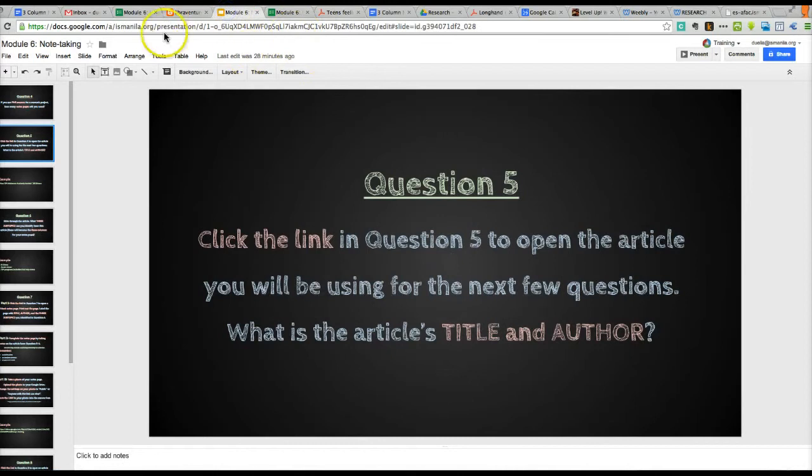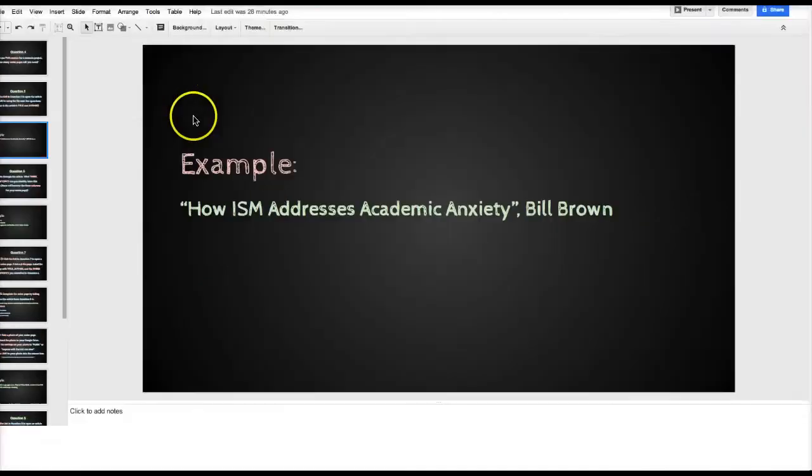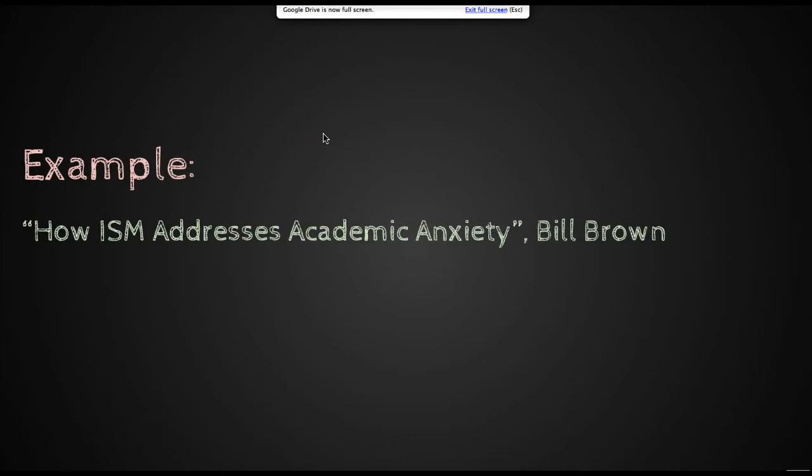And an example of what that will look like is right here. So let's say the article title is How ISM Addresses Academic Anxiety, and the author is Bill Brown. This is what I include in the answer box for question 5. Pause the video and answer question 5.